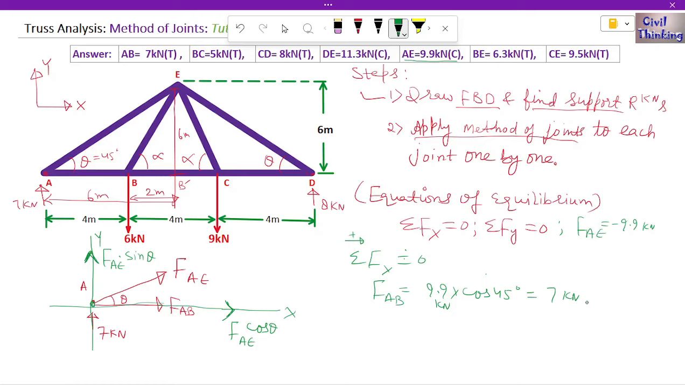Okay, so 7 kilonewton tensile, right? So force in AB is 7 kilonewton tensile. So our calculations are right. Okay, so this way we will move on to another joint. Let me first erase this joint, and we'll jump to another joint later on.